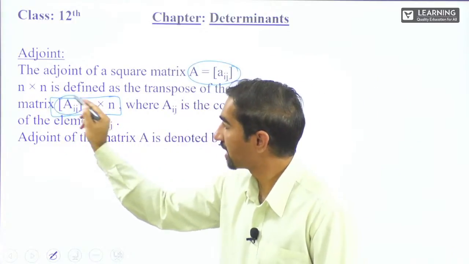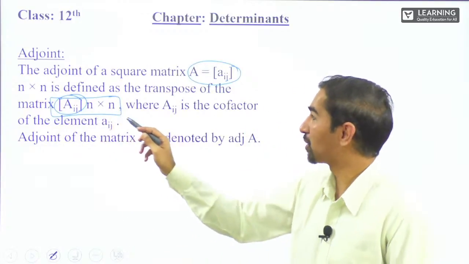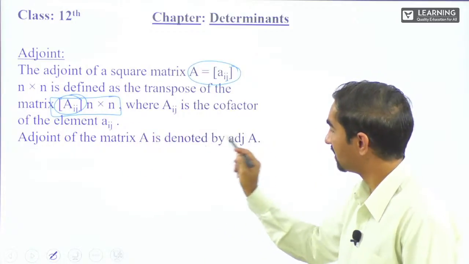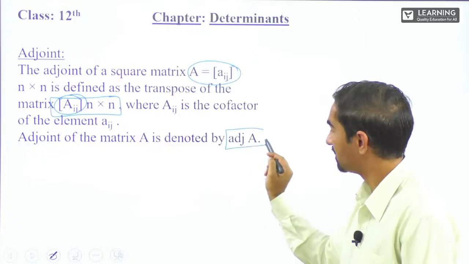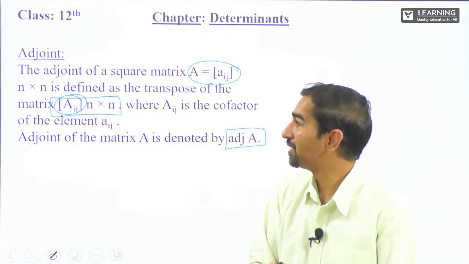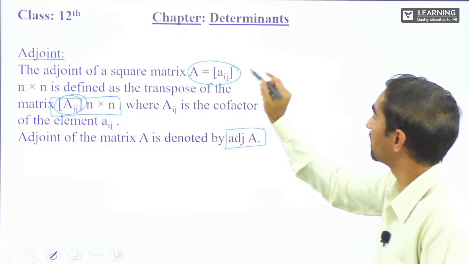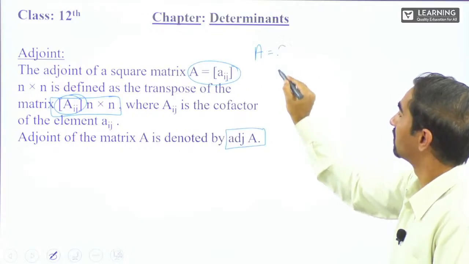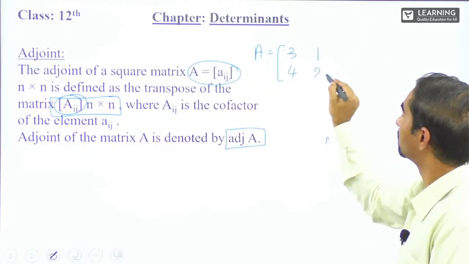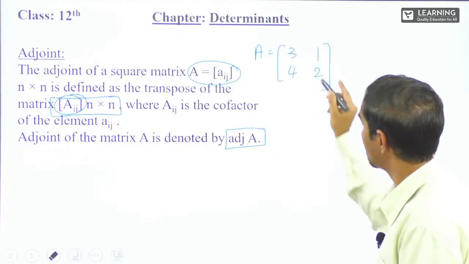So what is this called? Capital A is called the cofactors Aij of order n cross n, where Aij is the cofactor of the element aij. Adjoint of the matrix is denoted by adj A. So this is called the adjoint of a matrix. Alright, so for example, we'll take one small example here for adjoint. Let us take the square matrix A equals 3, 1, 4, 2. So we'll find the adjoint of this matrix now.